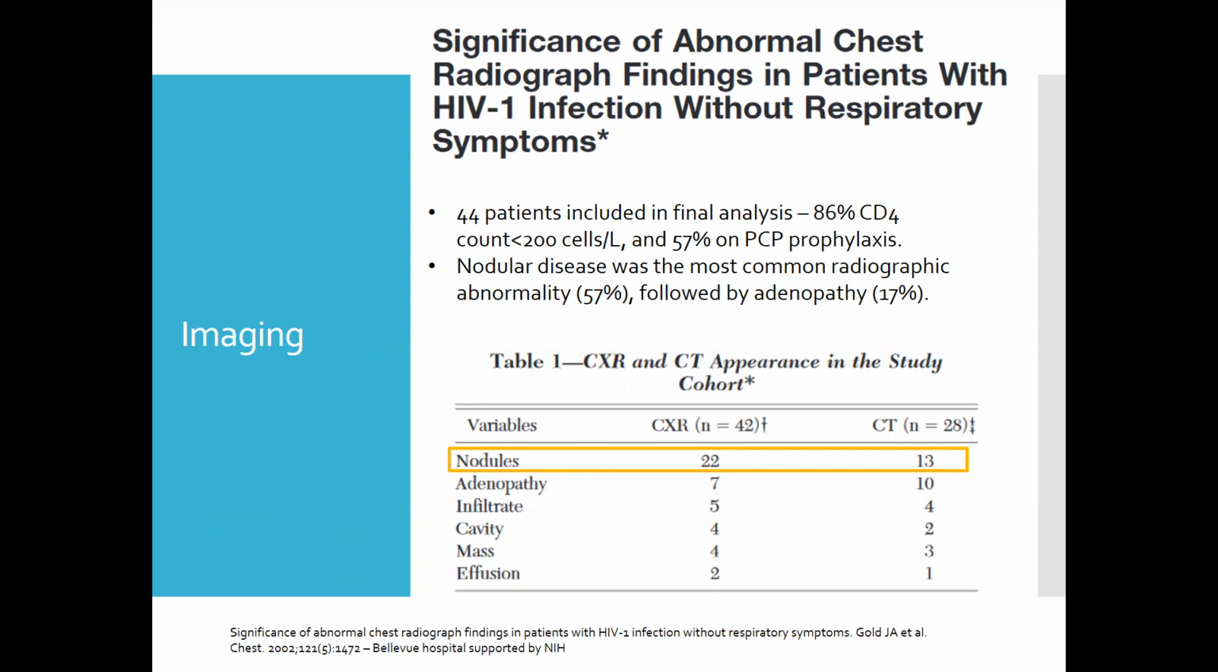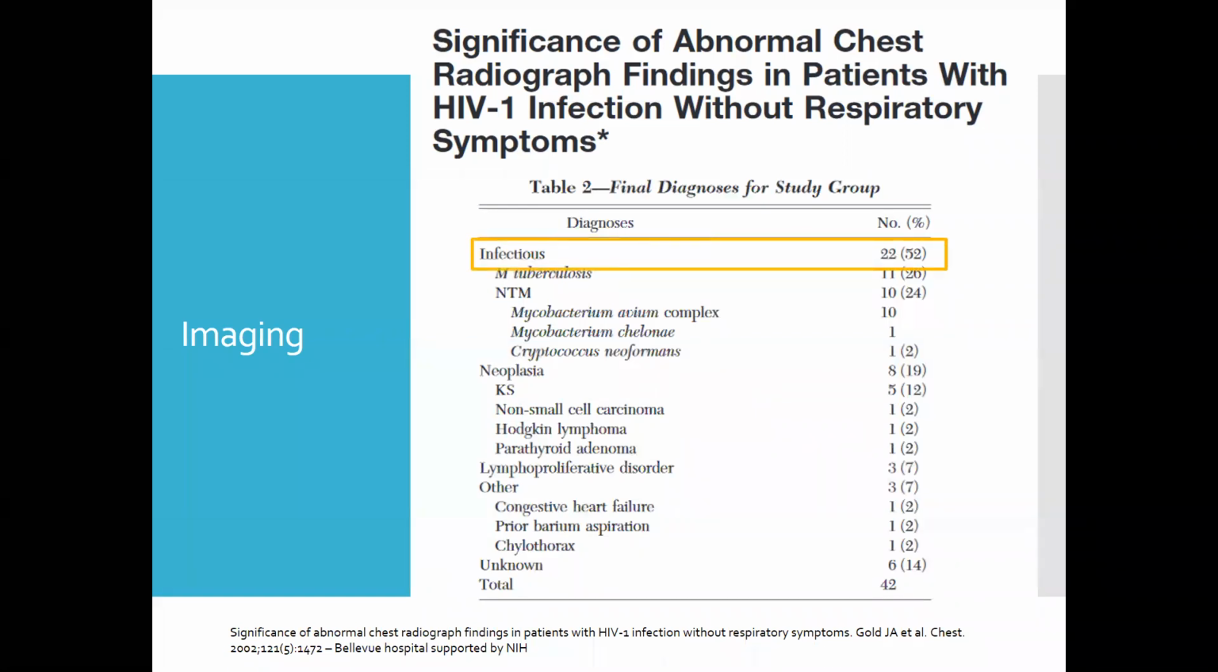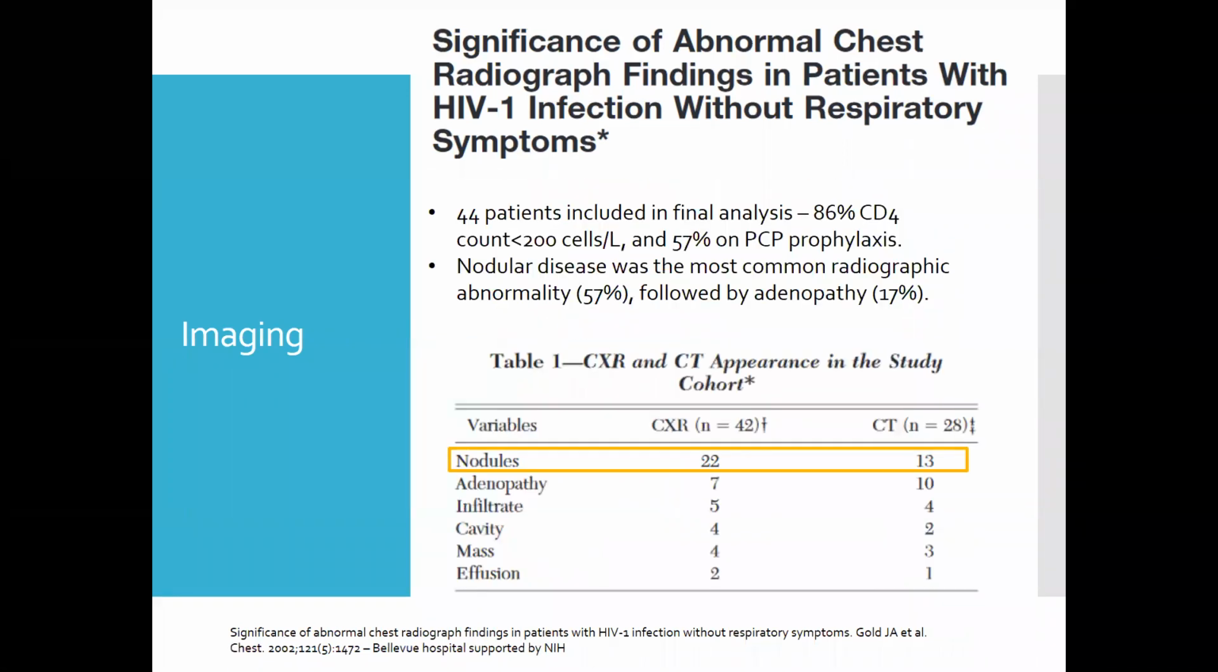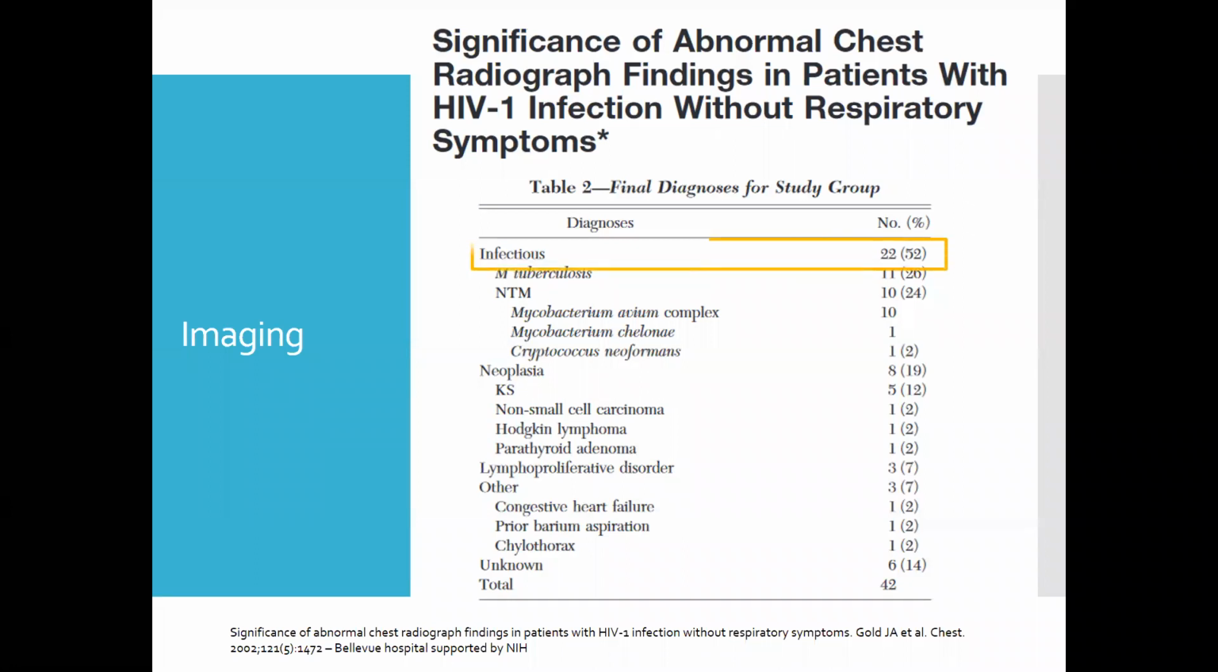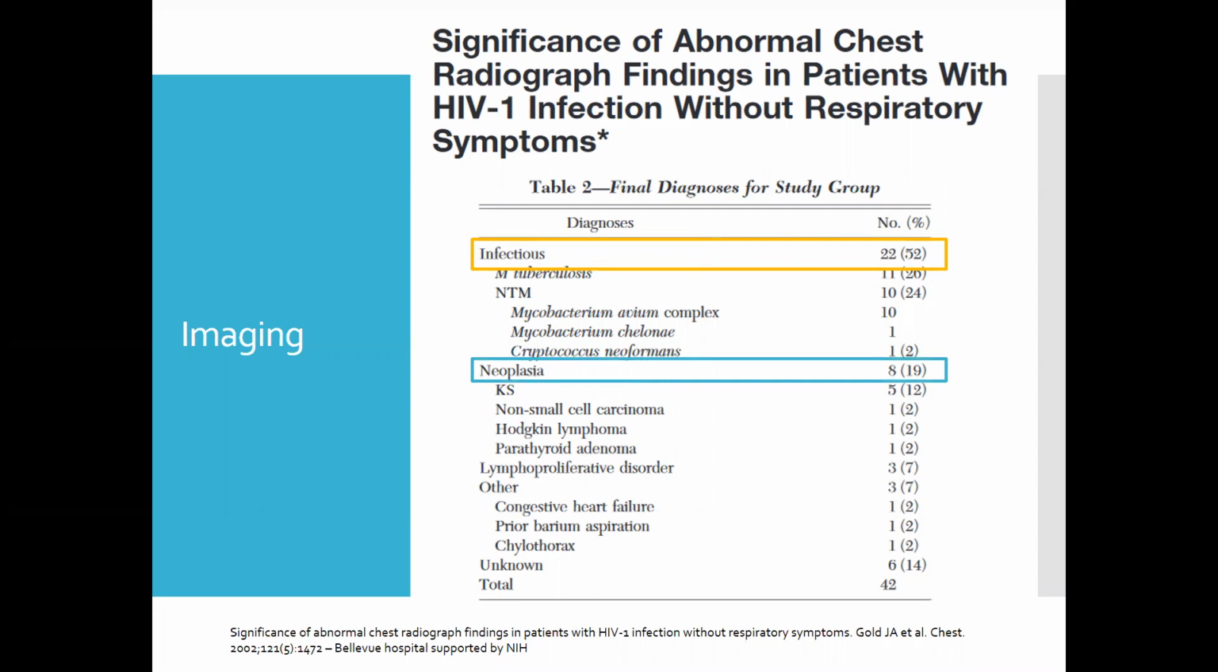We saw that almost 57% of these patients had nodular pathophysiology, followed by lymphoid granulomatosis in 17% of patients. What was interesting was that not all of them had a final diagnosis, but in the patients who did, 44 patients of the total, we saw in the final analyses that almost half had an infection, and almost 20% actually had a malignancy. So typically we see a patient with HIV with just radiographic abnormalities and no symptoms, but when they had more workup, almost 20% of patients actually had a malignancy.